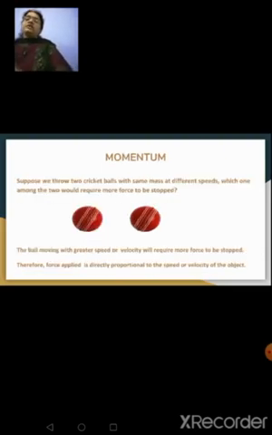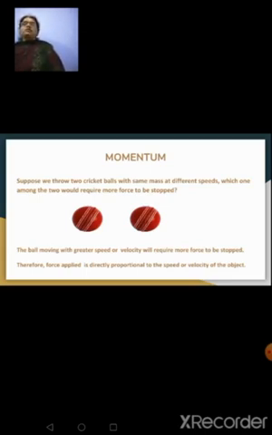Now, let's come to the concept of speed in relation to the force that you have to apply on a moving object. See, you take two cricket balls. I have shown here two cricket balls of the same size, mass, everything. But when you throw both these balls at different speeds, which one among the two will require more force to be stopped? Yes, the ball that is showing greater velocity, or the ball that is moving with greater speed, will require more force to be stopped.